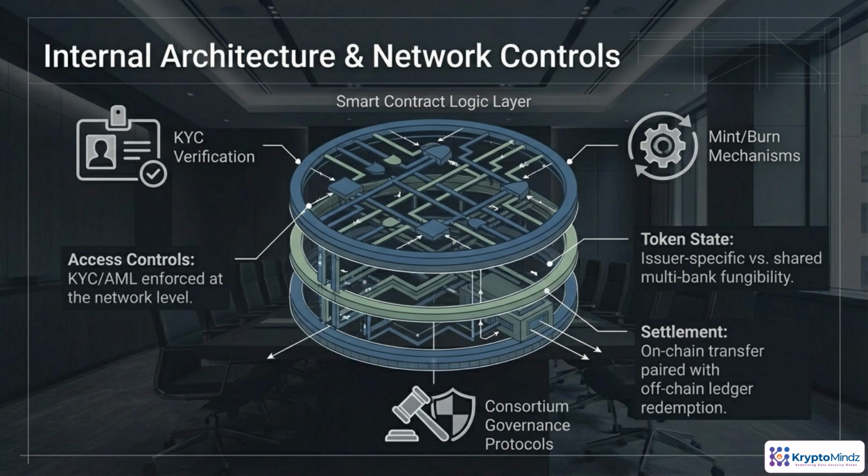When banks build a shared on-chain network, the real value comes from the controls baked into the architecture. First, identity and access. Only KYC'd participants can hold or move tokens, and KYC and AML rules are enforced by the network itself, not left to inconsistent implementation by each member. Next, token management. Mint and burn logic defines who can create tokens, destroy them, and under what conditions. Tokens can represent deposits from a single issuer, or be fully fungible across multiple banks. Finally, settlement logic links every on-chain movement back to internal ledgers, so balances always reconcile and auditors can follow the trail end-to-end.